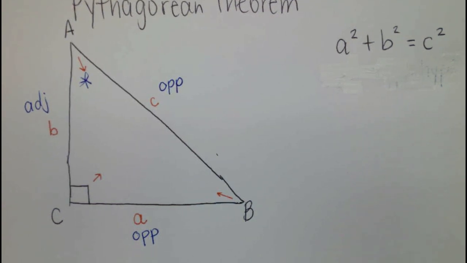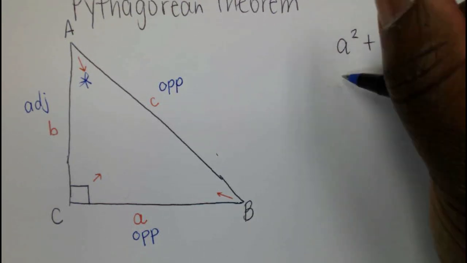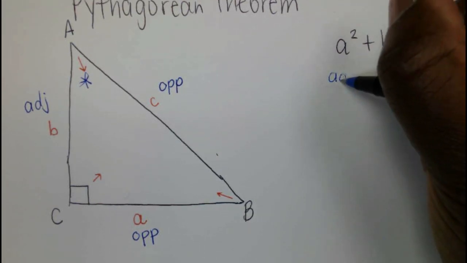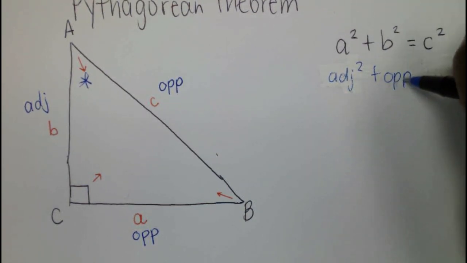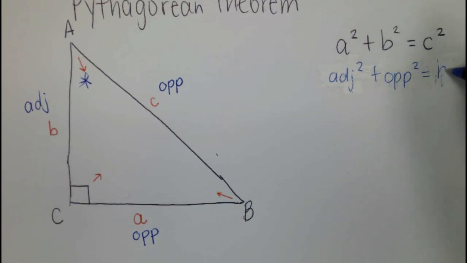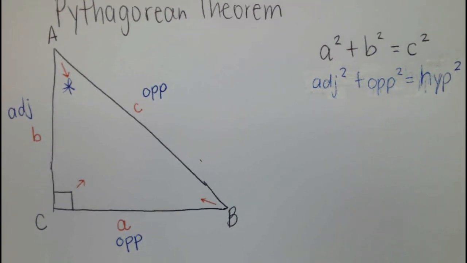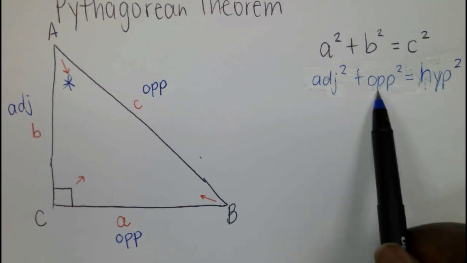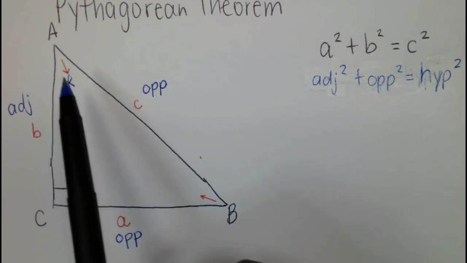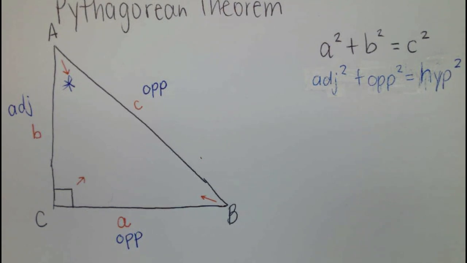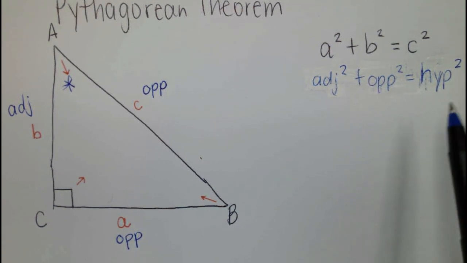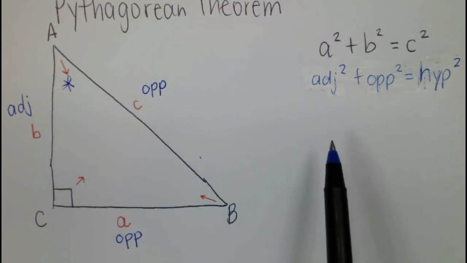Okay, so we have adjacent squared plus opposite squared equals hypotenuse squared. Now the adjacent and the opposite can be switched because addition is commutative, so we can switch those out. But the hypotenuse must be on the right side when we set it up.